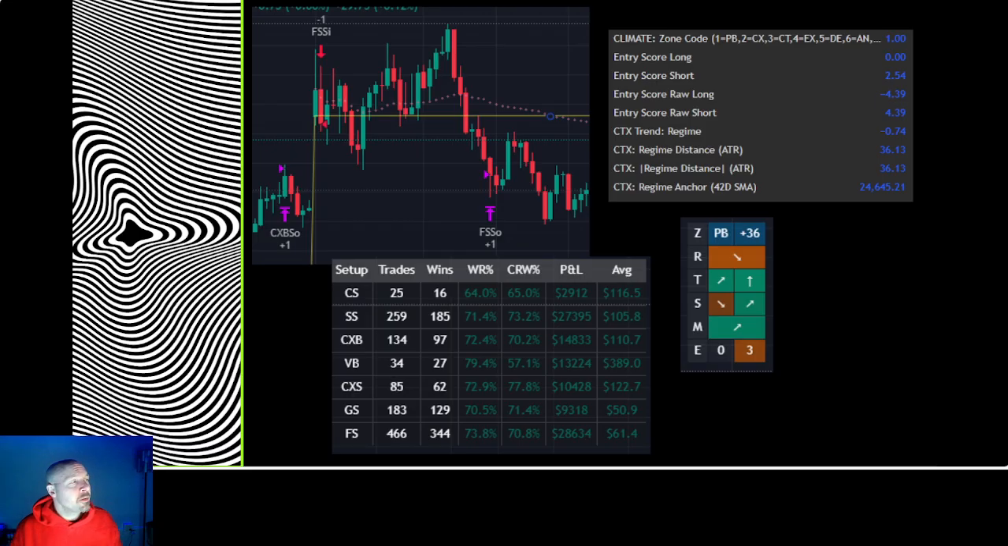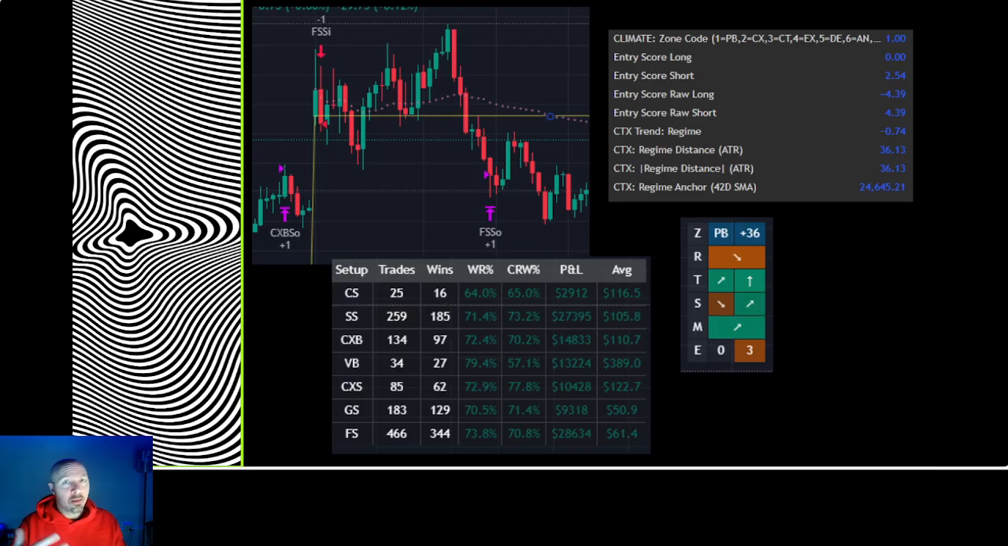There's a little data window here. This is some of the data that I've created or synthesized in order for the setups to look for their optimal conditions. And then ultimately this dashboard here that kind of perches itself up in the upper right-hand corner of the indicator is really just giving a snapshot of market conditions. So it's talking about the different zones.